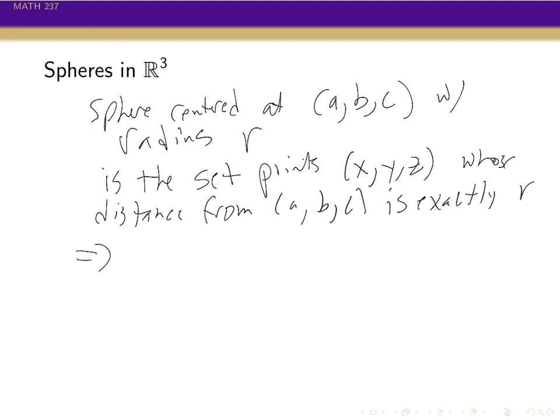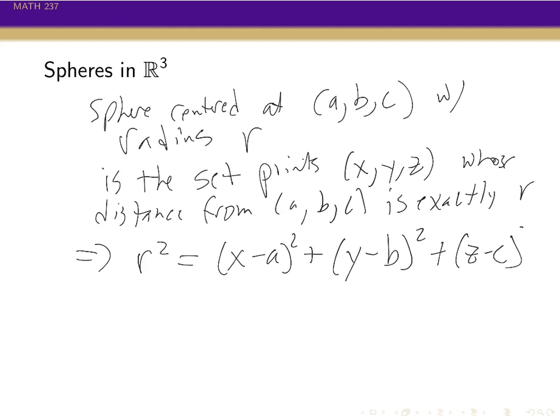And using our distance formula for 3-space, we can just pop this equation right out. We get r squared is equal to (x minus a) squared plus (y minus b) squared plus (z minus c) squared. And so that's the basic equation for a sphere in R3. Before I jump ahead, I want to talk about, at times we will talk about the unit sphere. And so the unit sphere is centered at (0, 0, 0) with radius 1.